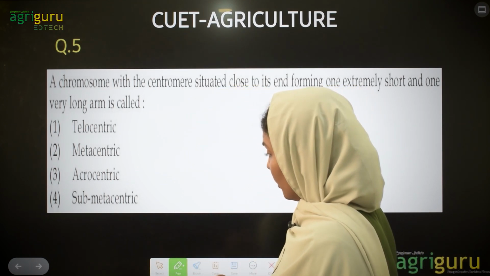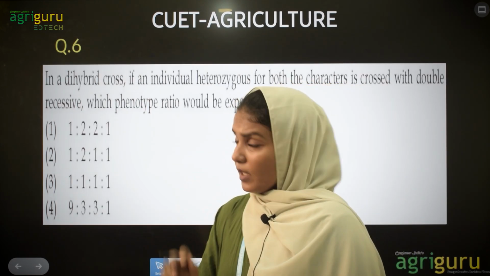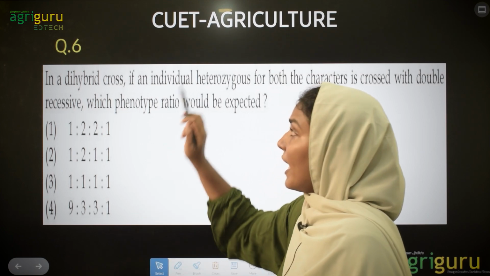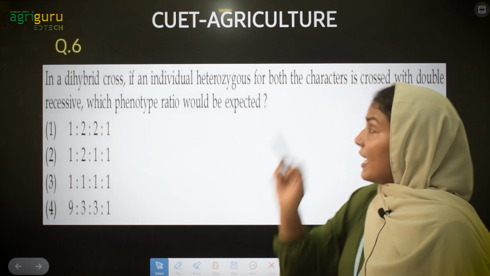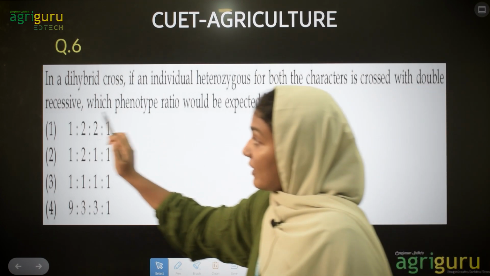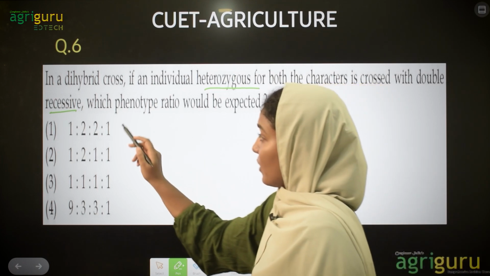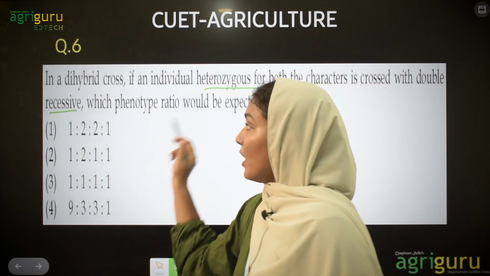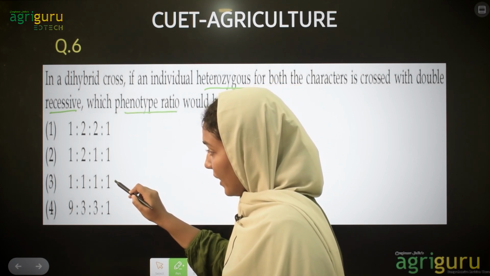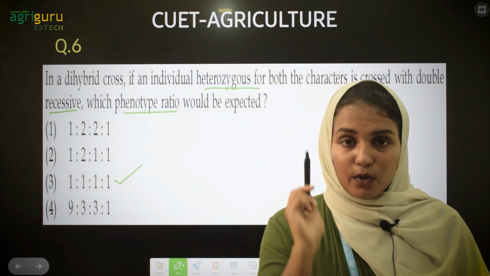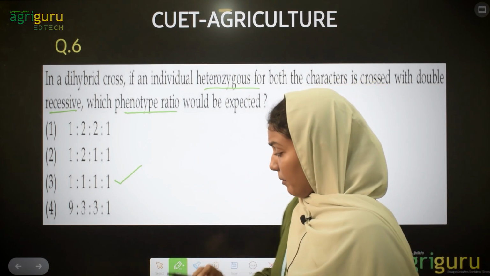Now let's move on to the next question, that is, in a dihybrid cross, if an individual heterozygous for both the characters is crossed with double recessive, that is a typical test cross. Here it is indirectly asked what the result of a test cross is. The answer is 1:1:1:1. That is the result for a test cross. So the answer here is option number 3.